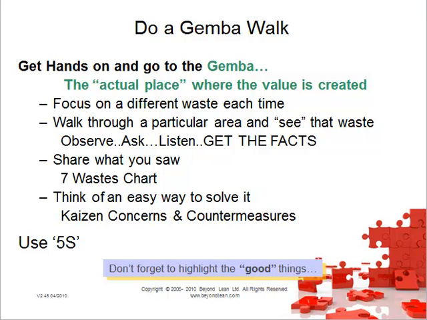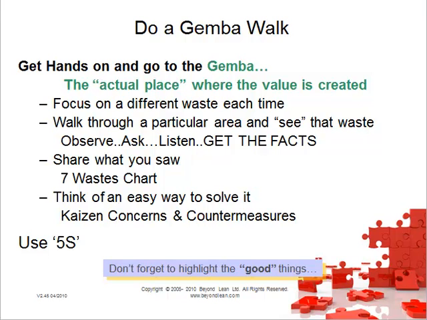Don't believe what people tell you, believe what they show you. Share what you saw. Share these with everyone within your business. Think of easy ways to solve it. The expertise will be out in the Gemba. It won't be in the heads of the managers. It will be out on the floor, in the place where the value's added.